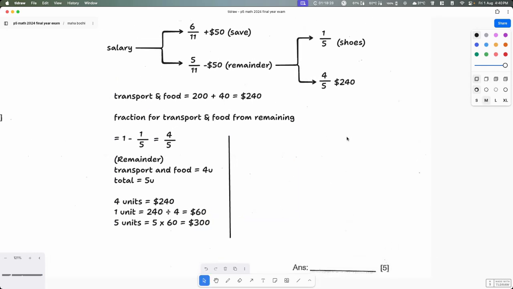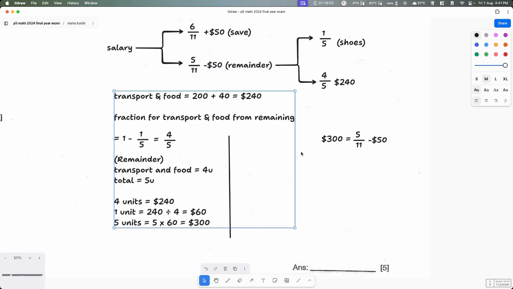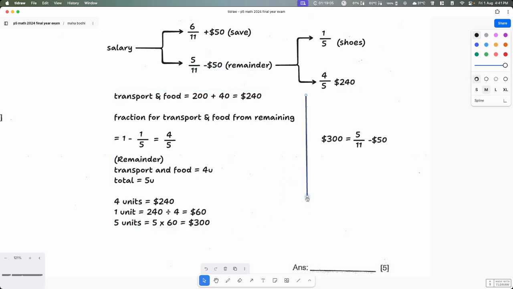So the next part is we know that the remainder is $300. So that means this over here, which is this thing, 5/11, and $300 is equal to 5/11th of the money. Because the remainder itself is, okay, like that. I'm going to put it outside here. And then I'm going to put a line here as well, just to block it.